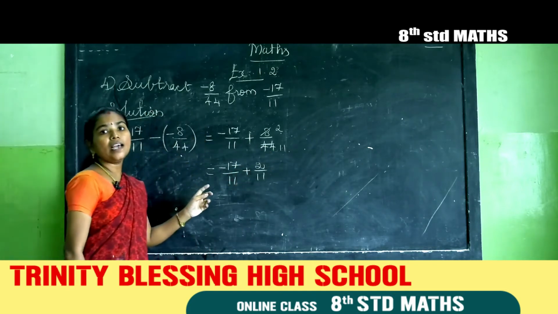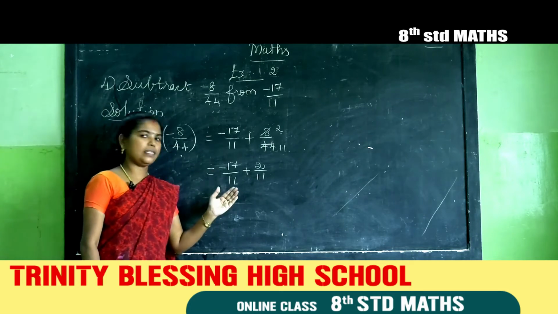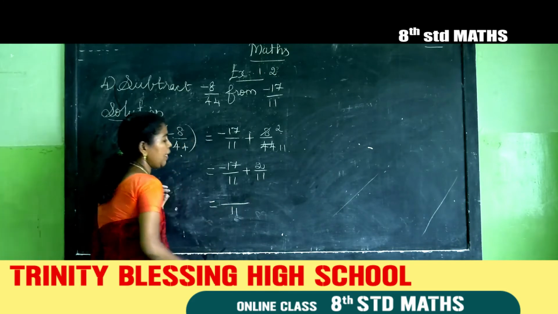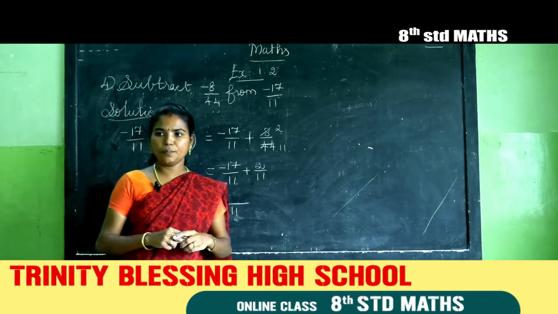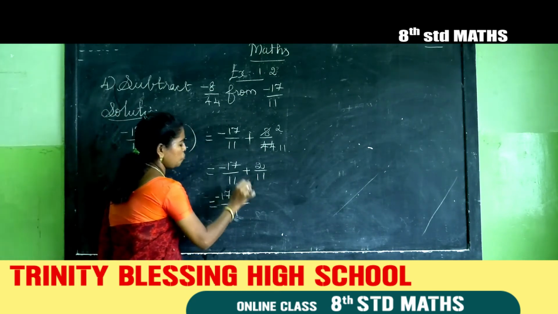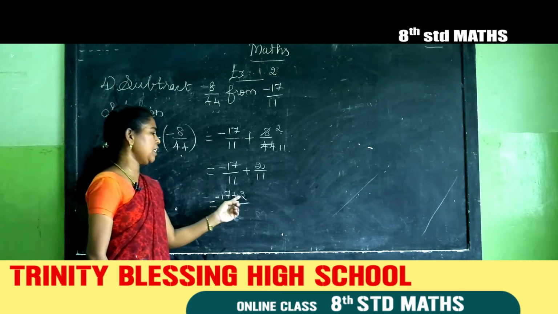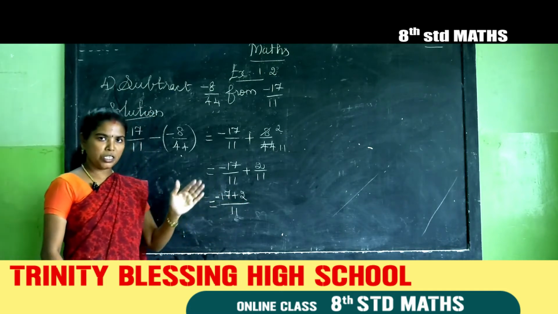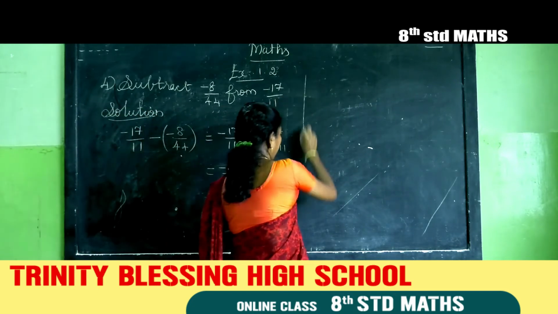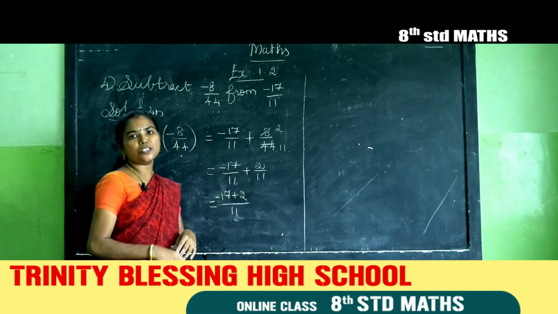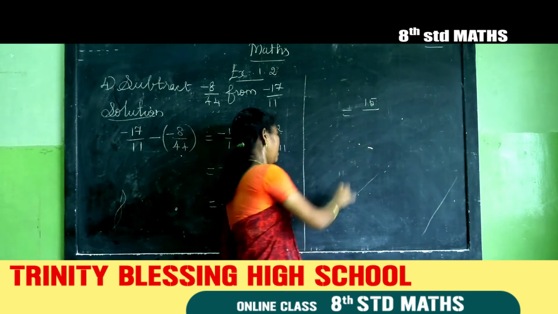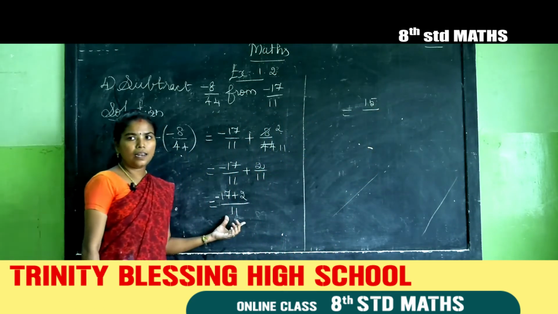Now you see here we have the common denominator 11. So we can put the common denominator 11. Now we can add the numerators. The numerators are minus 17 plus 2. Now you see here minus 17 plus 2. As usual, these two numbers have different signs. So we have to find the difference, isn't it? So 17 minus 2 is 15. So we can write in the numerator 15 by, and the denominator is here 11, isn't it?